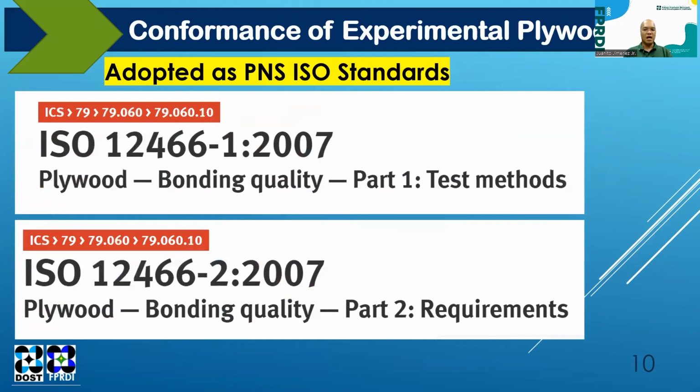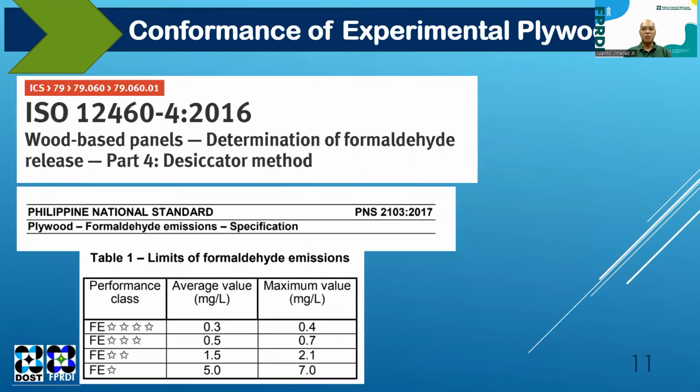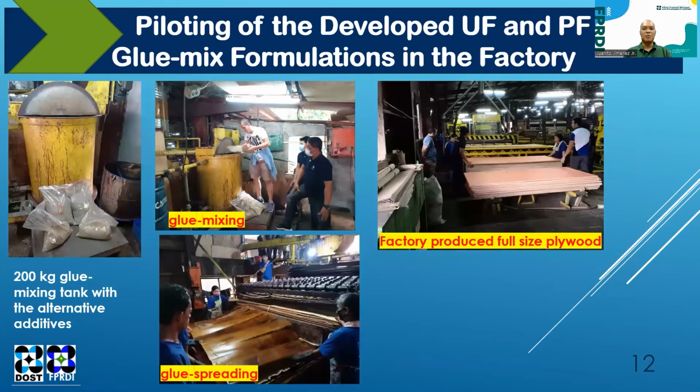We used ISO standards adopted by the DTI BPS as PNS ISO standards to determine the bond strength of the experimental plywood. The same with the formaldehyde emission, we used the PNS ISO standard and established PNS limits for the formaldehyde emission. Based on tests conducted, the best glue mix formulations developed with acceptable plywood properties were piloted to produce full-size plywood in 2 factories. We obtained the pH and viscosity for comparison to our laboratory data.